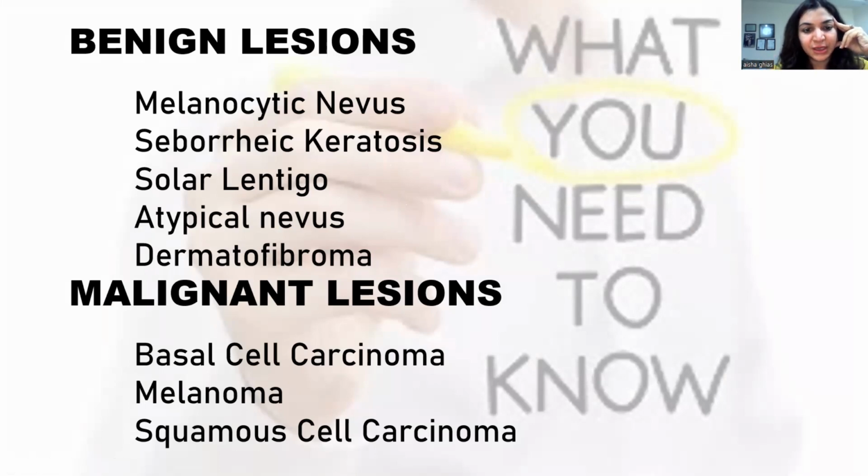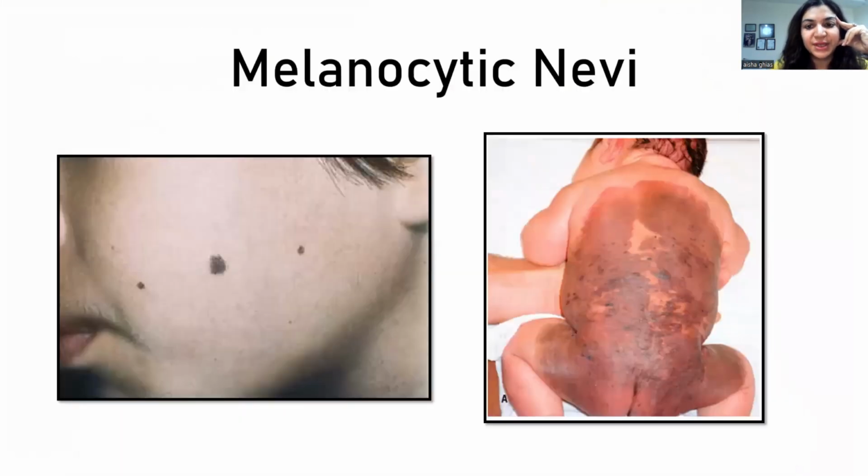And then in the malignant lesions, obviously the three cancers, BCC, SCC, and the melanoma. So these things are minimum necessary things for you to know in the basics of dermoscopy. So melanocytic nevi is the ABC of dermoscopy.